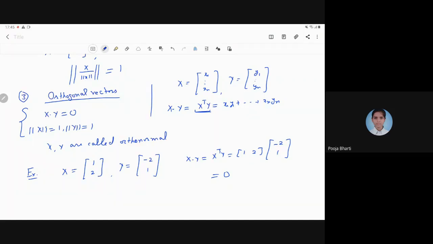Are these orthonormal also? Yes or no? No, because norm of X is not 1. So can I make these orthonormal? Yes. You can divide by its norm. So what do you get? 1 by root 5, 2 over root 5, and then Y over norm Y. So you get minus 2 over root 5, 1 over root 5. Its norm is also root 5.